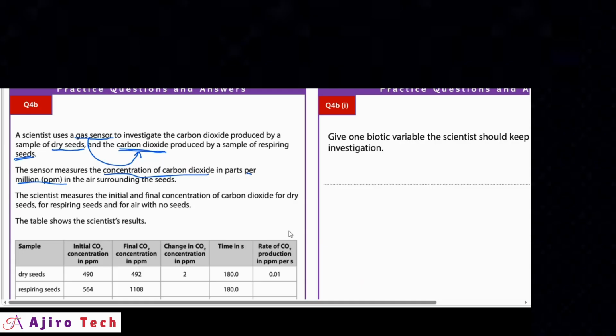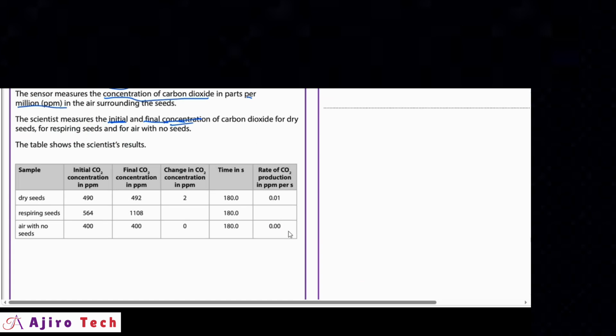So the scientist measures the initial and then the final concentration. Anywhere we have initial and final, we surely have differences of carbon dioxide for dry seeds, for respiring seeds, and for air with no seeds. So meaning that we have three categories. The first one is the dry seeds. Then respiring seeds is the second category. Then the third category is air with no seed. I think this is a controlled experiment.